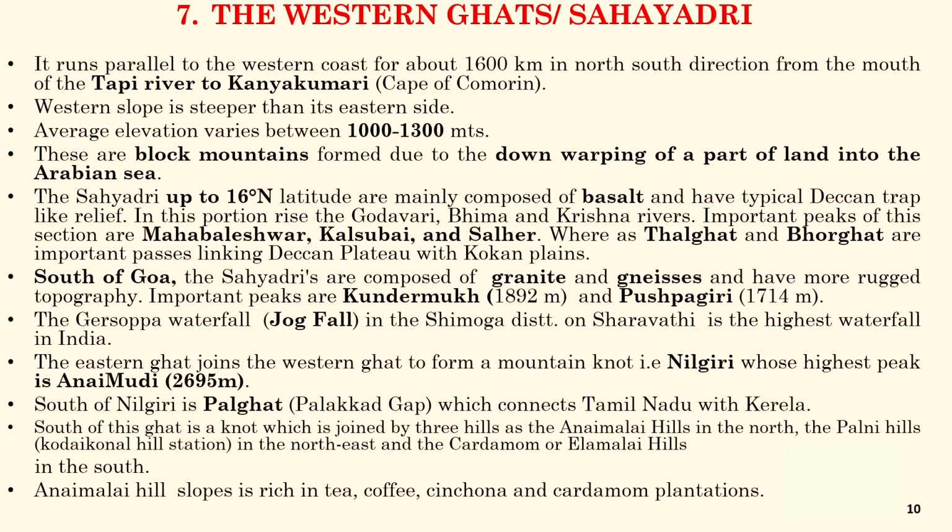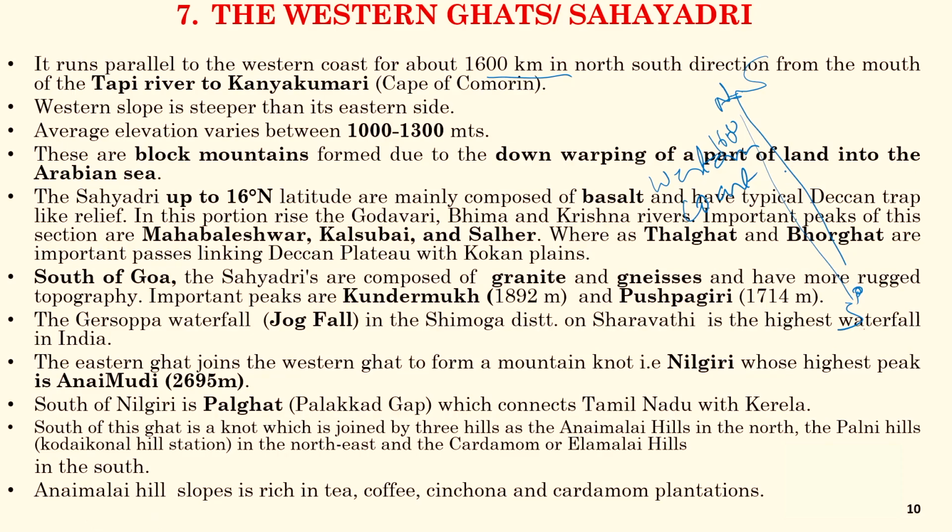Now moving to the Western Ghat, it runs parallel to the western coast. This is the western coast. It is moving from the northern portion straight to the south side. So basically it is parallel to the western coast, covering almost 1600 kilometers from north to south, starting from the mouth of the Tapi river and moving toward Kanyakumari, Cape Comorin.